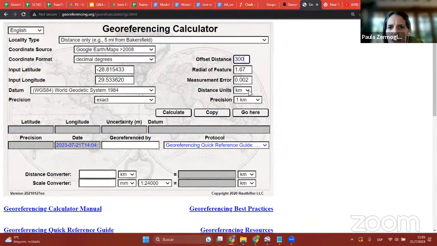I have to change the distance units. If I put 3,000 here, I have to use meters because I'm talking in meters, and the radial I will have to change as well because it was in kilometers. I will have to put what it was in meters, which was 1,674, if I remember correctly. What would be the precision here?